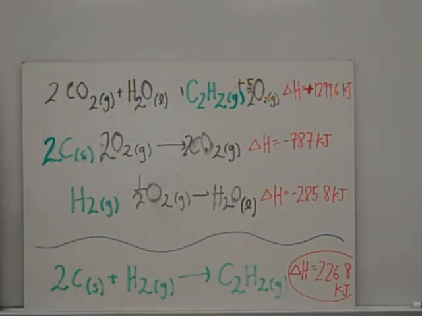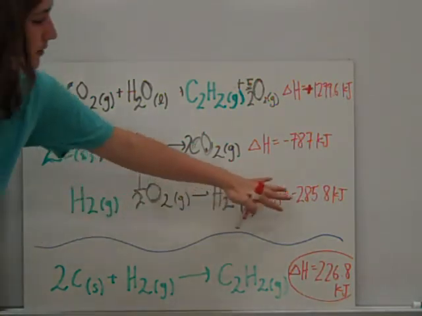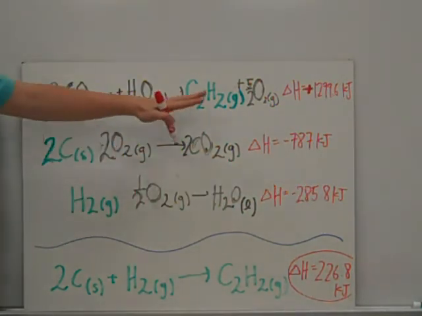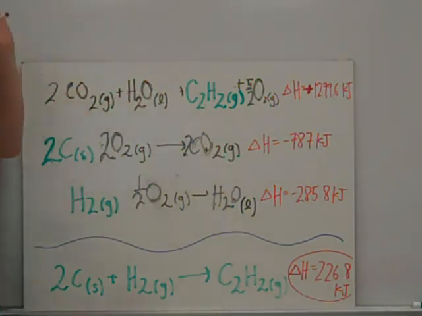So now we're in the final steps of this problem. We have the appropriate number of moles of carbon. Our hydrogen is on our reactant side, and it's also the appropriate number of moles, so we don't have to manipulate this third step at all. And ethine is on the product side.